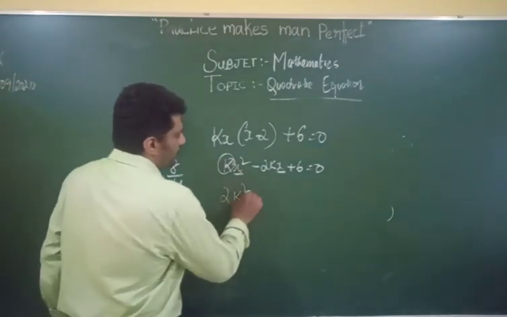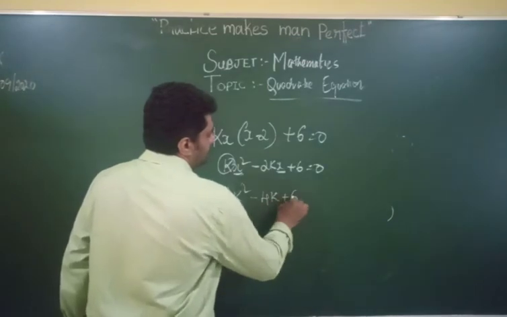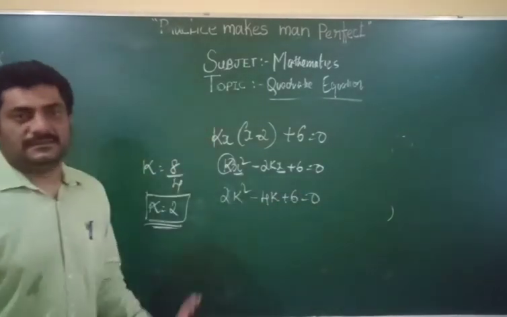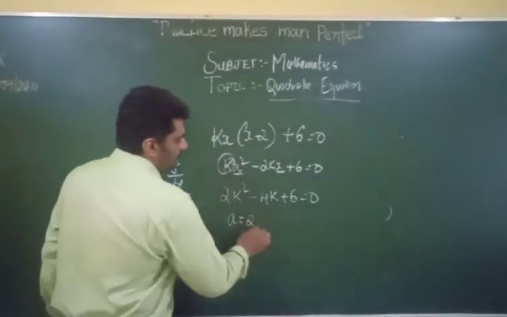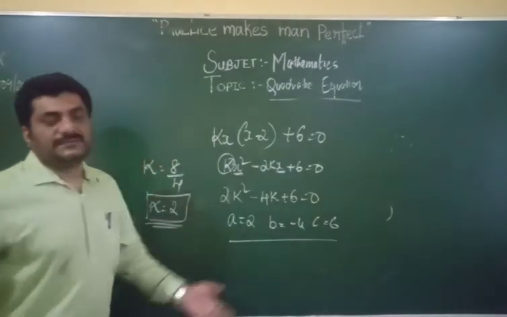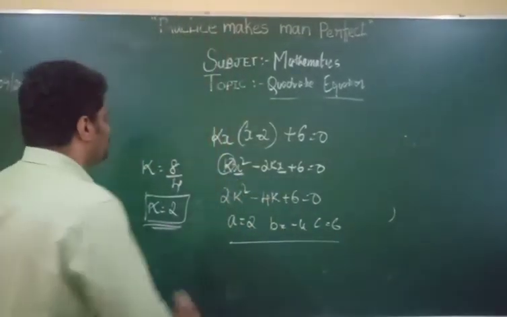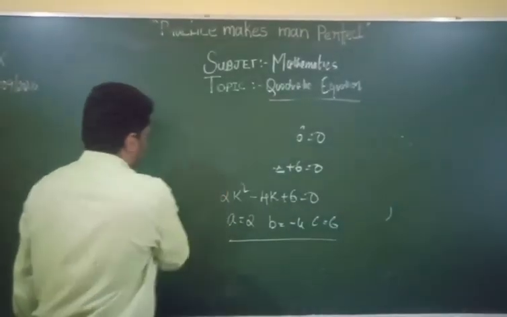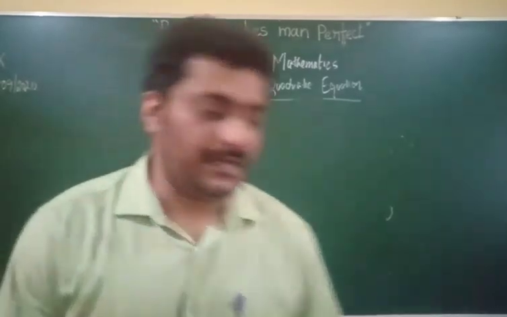You get 2x squared minus 4x plus 6 is equal to 0. Done? Now, get the value of a is 2, b is minus 4, c is 6. Once you get these values, apply the formula method, and you should get the values of x. And this is given for 2 marks.